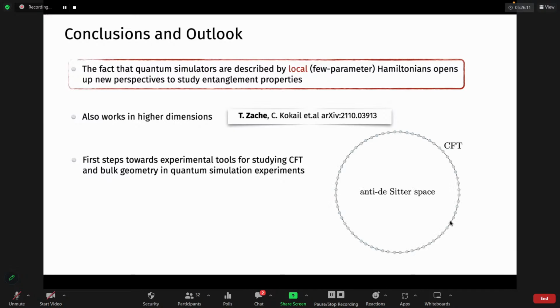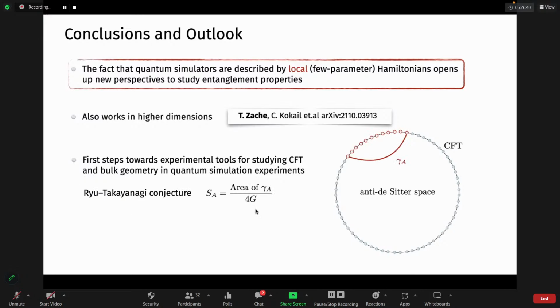So some of you might have heard about this correspondence between conformal field theory and anti-de Sitter space. Anti-de Sitter space is basically a model of space-time on which gravitational theories are defined. And this correspondence between this AdS and the CFT basically says that there is a dictionary that you can use to translate correlation functions in one theory to correlation functions in the other theory.